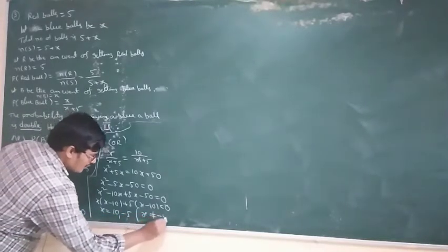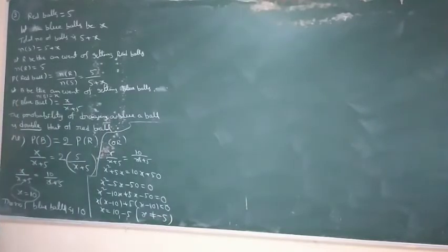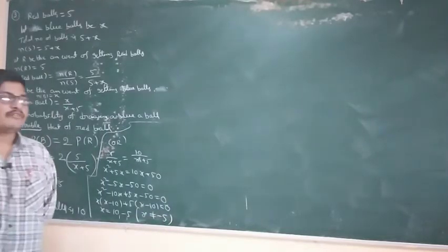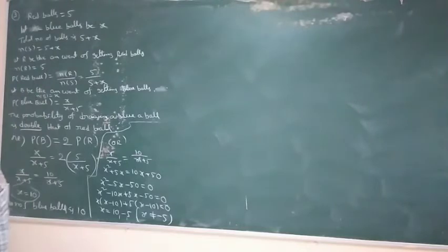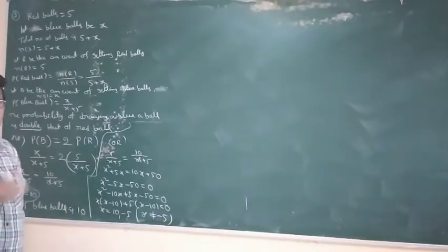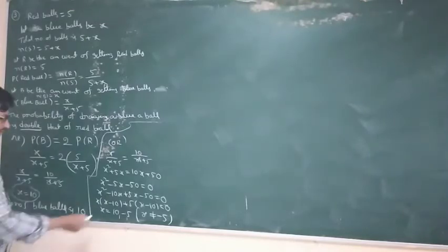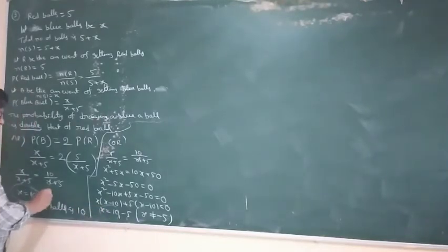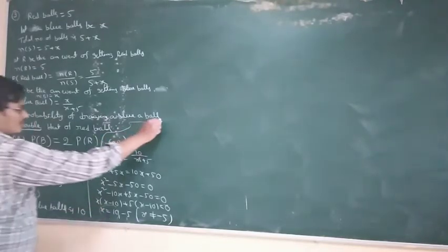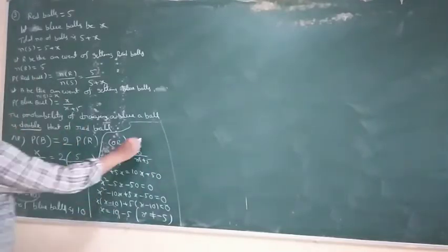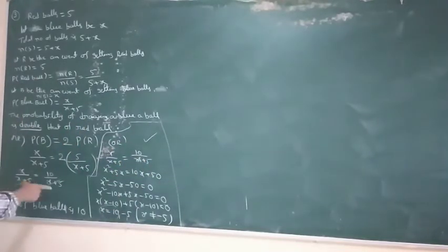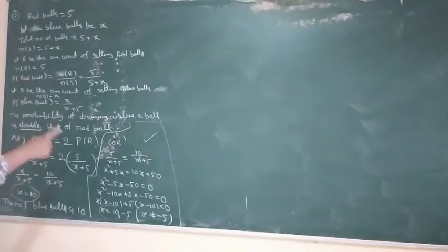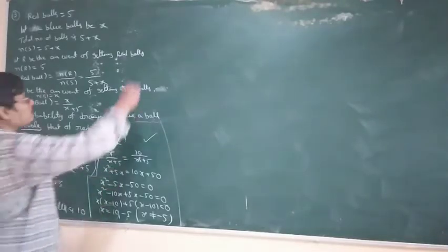So x is not equal to minus 5, because the number of balls means 5 balls, 6 balls, 7 balls is correct. Minus 5 balls, minus 6 balls, minus 10 balls is not correct. So finally x is equal to 10. This is the correct way. Not cancelled directly. This is the procedure. So this is also better. No problem.